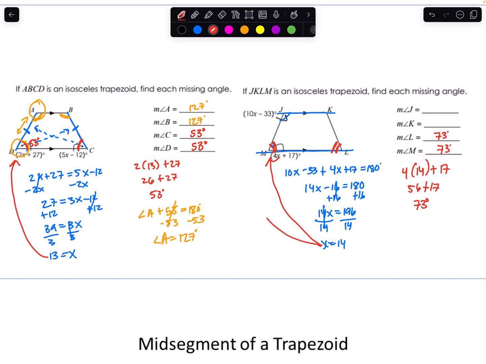I can plug 14 into the other angle, angle J, and I know that J and K will have the same measurement because those are congruent. I could easily flip my computer or my screen upside down, and you would see how those two would also be like the base angles. So I'm going to plug it in into 10x minus 33. So 10 times 14 minus 33. 10 times 14 is 140. When I subtract 33, I get 107 degrees. And that is the measure here and here.